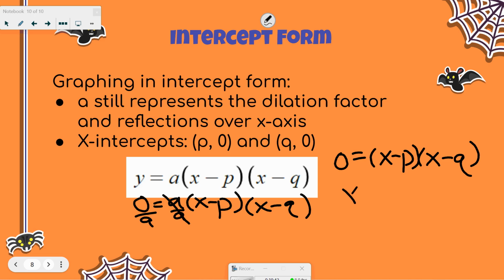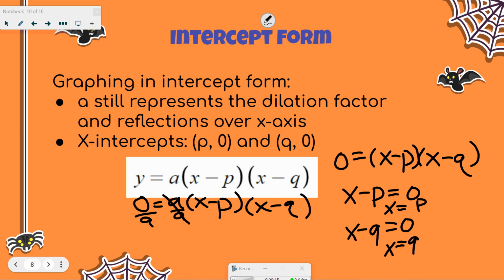So I'm going to have x minus p, that first factor, equals 0, and x minus q also equals 0. Because if this equals 0 or that equals 0, I know I'm going to have 0 times something else, and that's going to give me a y value of 0. So with that, if I solve by adding p to both sides, I'm going to have x equals p. And if I add q to both sides, I'm going to have x equals q.